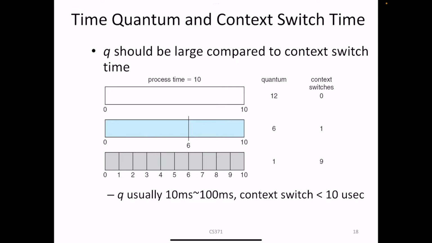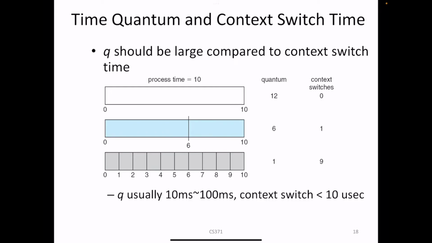Then let's look at the figure below as an example. In this example, the process time is 10. For the first case, we set the time quantum as 12. Then there is no context switch needed. For the second case, we halve the quantum to 6. Then one context switch will be introduced into the system. Then let's see the last case. If we set the time quantum to a very small value such as 1, we need 9 context switches to finish the execution of this process.